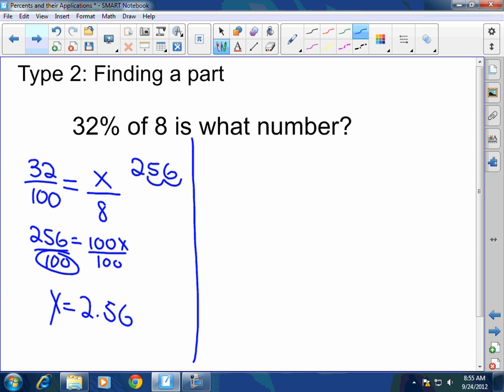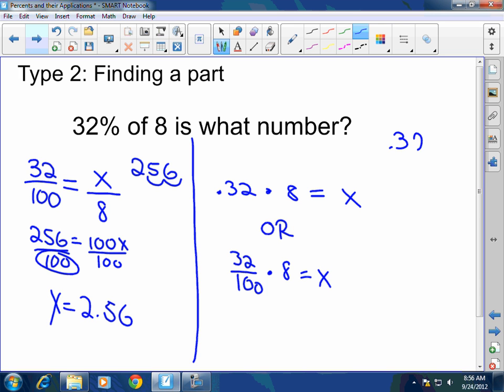Yeah, that's what I had said. That's exactly what I said with the equation. 32% is 0.32 times 8 is x. That's exactly what I said to do. Now, some people don't like working with this decimal. So you have the option of going 32 over 100, which is still 32%, times 8 equals x. Either way, when you multiply 0.32 times 8, you get 6, 1, 2, and two decimals, so x is going to be 2.56.